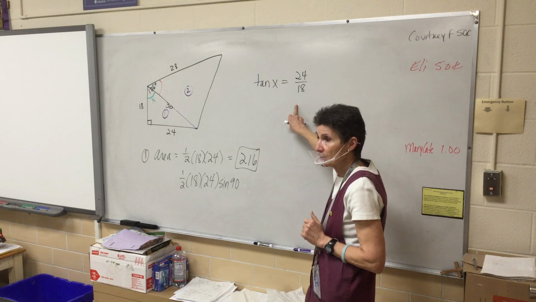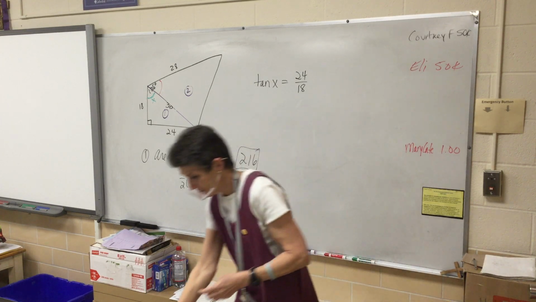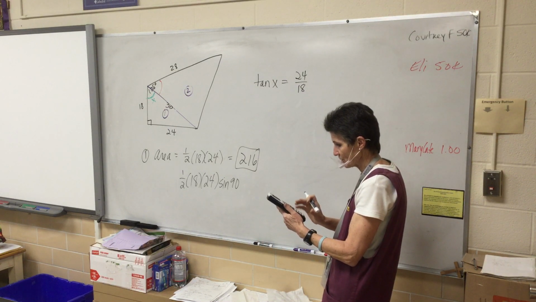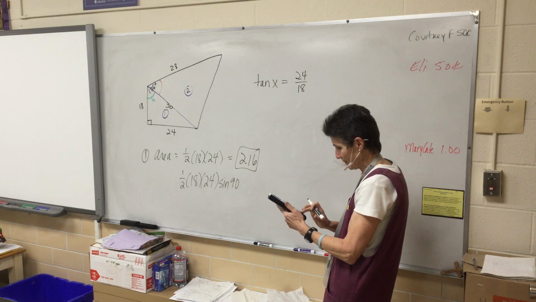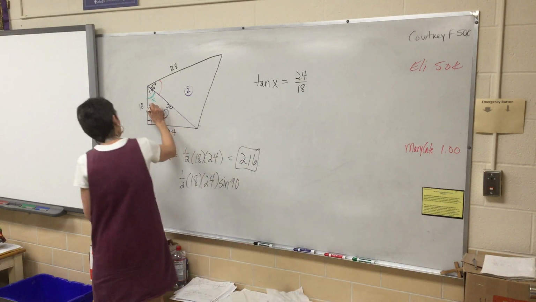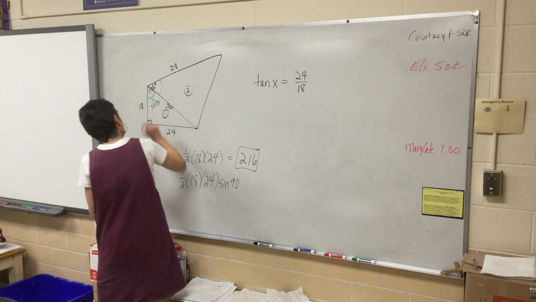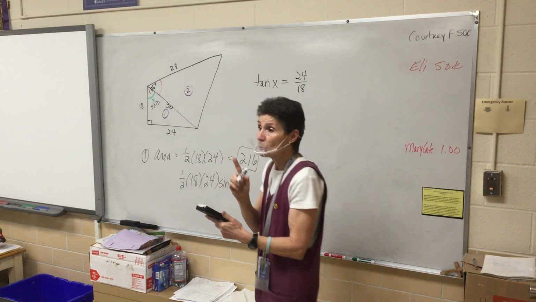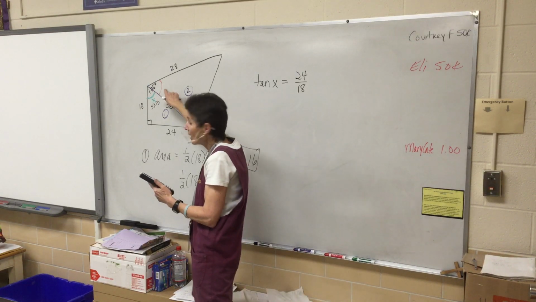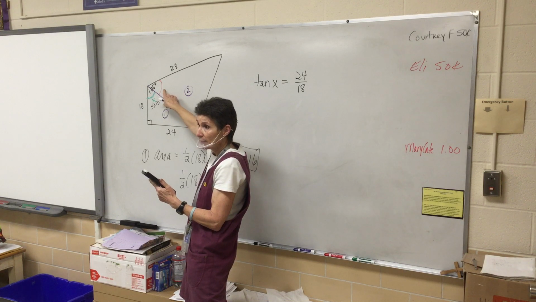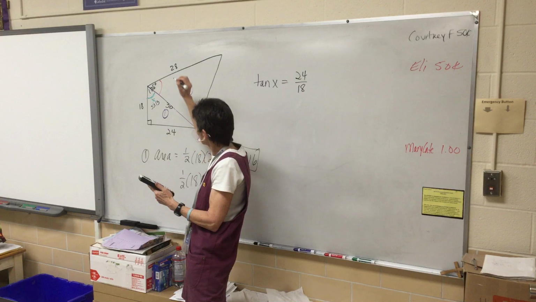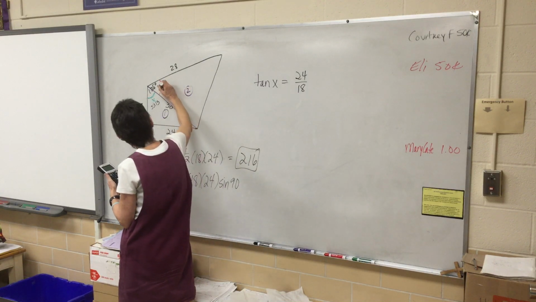And then how do I find X? What do I type on my calculator? Second tangent. If this is my equation, I do second tangent of 24 divided by 18. I got 53.13. Now, that is not the one we wanted, though. The one we want is the red one. And how will we find the red one? 180 minus... Yep. So 51.87.